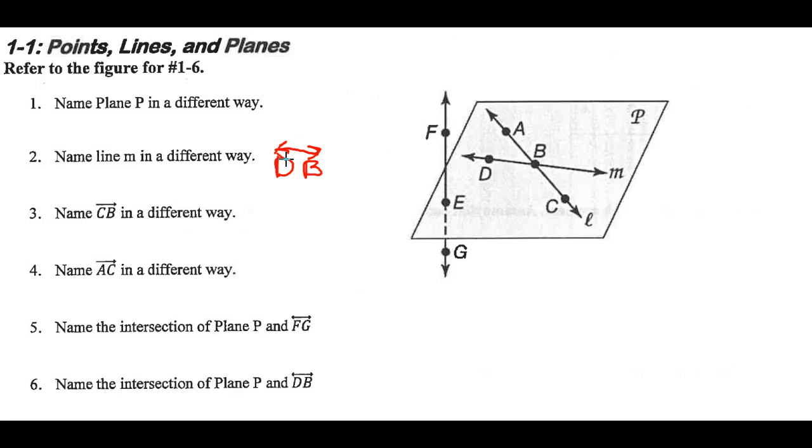Now in number 3, it's a little bit different. We've got ray CB. If I name ray CB in a different way, I have to start with endpoint C. Ray CB goes this way and it runs through B. So we start here and it runs through there. So I don't want to use B, but I could use A since it goes on infinitely. So that could also be ray CA, which would represent the same ray. Go ahead and try number 4 on your own.